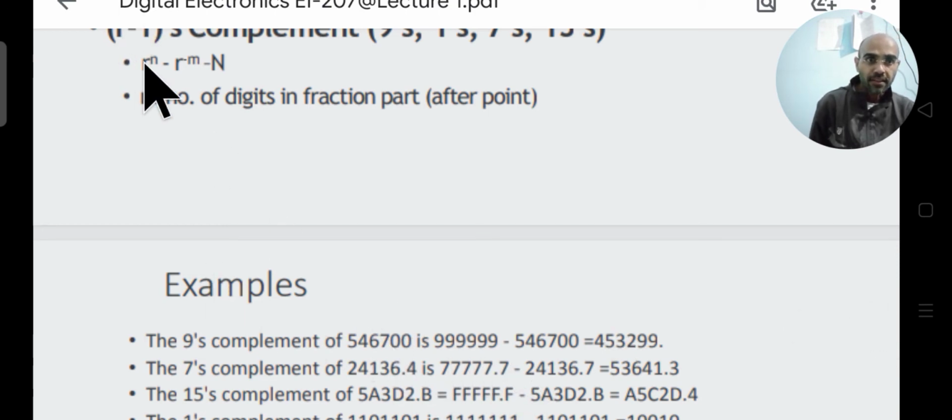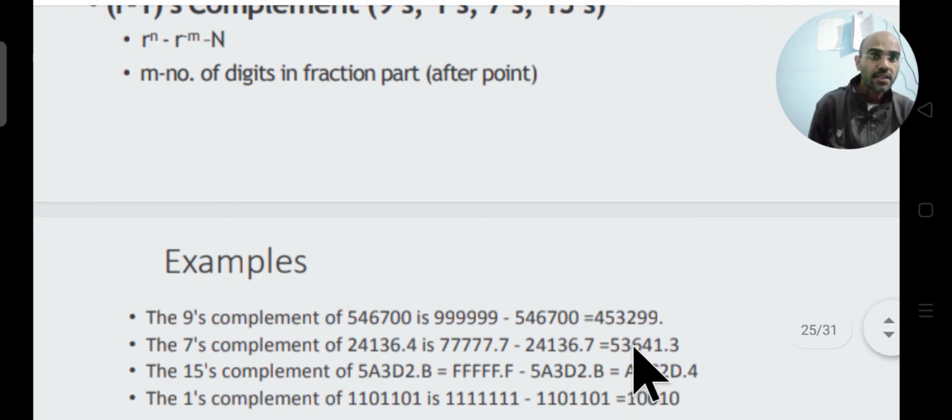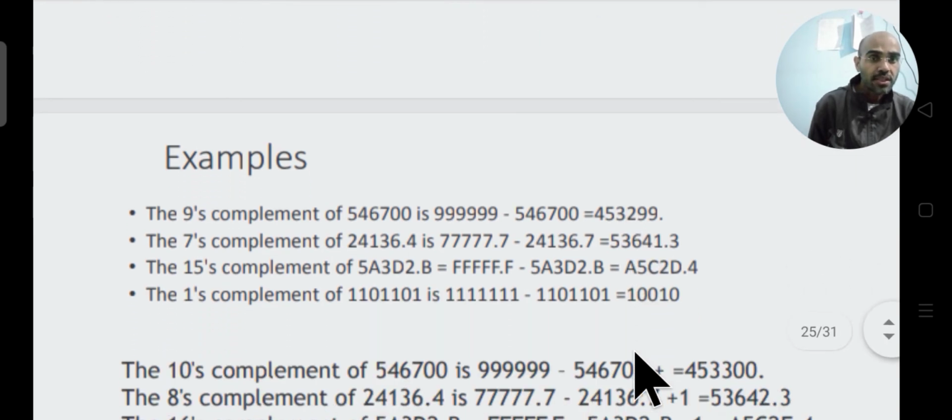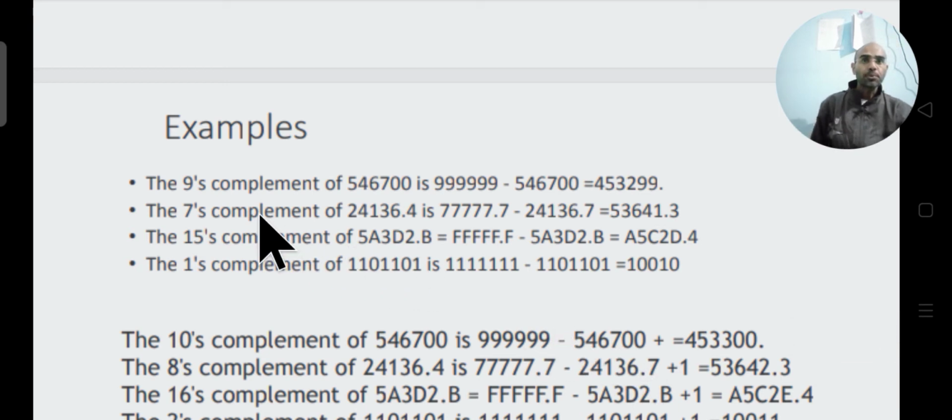So R to the power n is how much here? The digits are 3, 4, 5, 6, so if I raise 10 to the power 6 and then subtract 1 from it, we get this. This is then subtracted from the given number, and we get the answer as this. So this is the general method. Now using the same logic, we can compute the 7's complement, the 15's complement and the 1's complement of a number. It is very simple, it is not difficult.